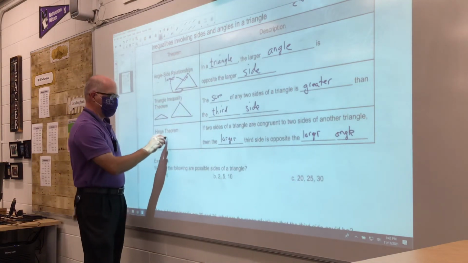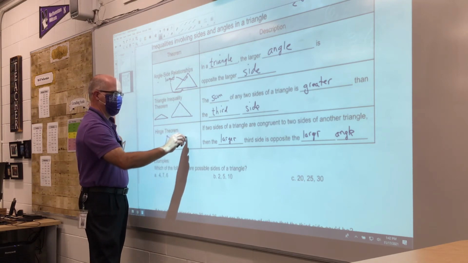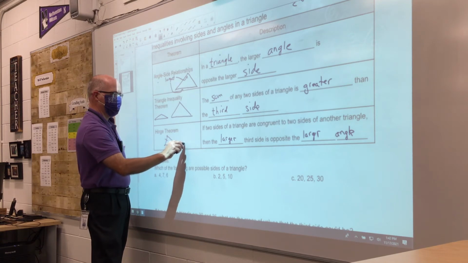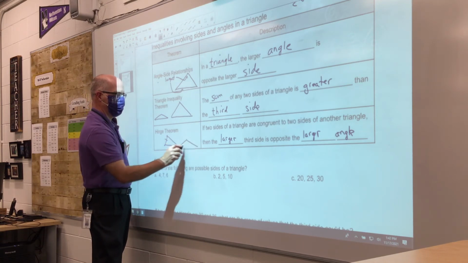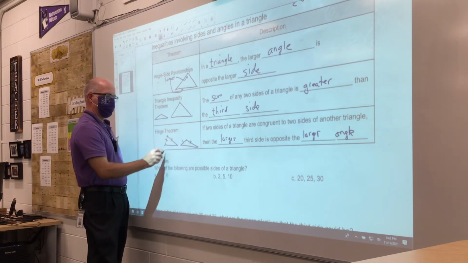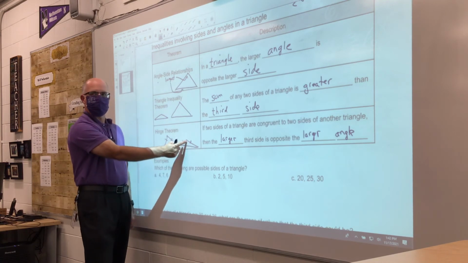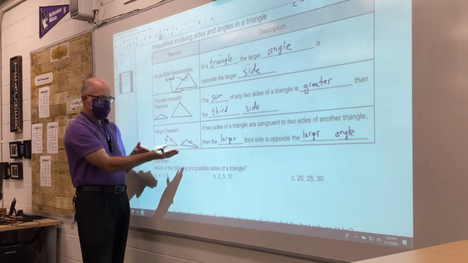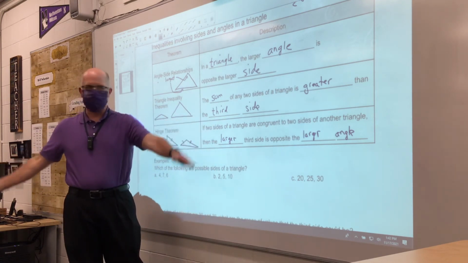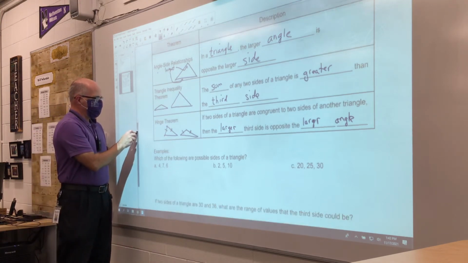Okay, so if you've got two triangles, this is one of the examples you were looking at. This side is congruent to, let's say, this side, and these two sides are congruent. This side becomes larger because this angle is larger. So if you're gonna make that angle larger, it's gonna make the side longer. All right, let's do some examples of this.